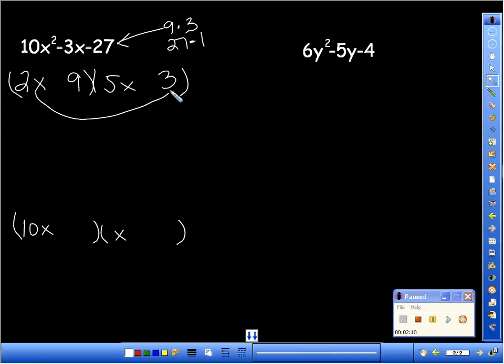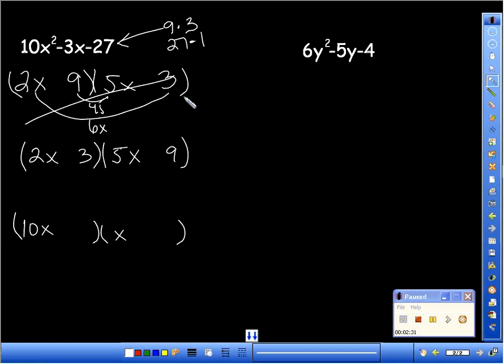What do I get here? 3 times 2 is 6x, and 9 times 5 is 45. Is that going to give me 3? No. Okay, so that doesn't work. Try it the other way around. 5x and 9. So I switch the 9 and the 3.